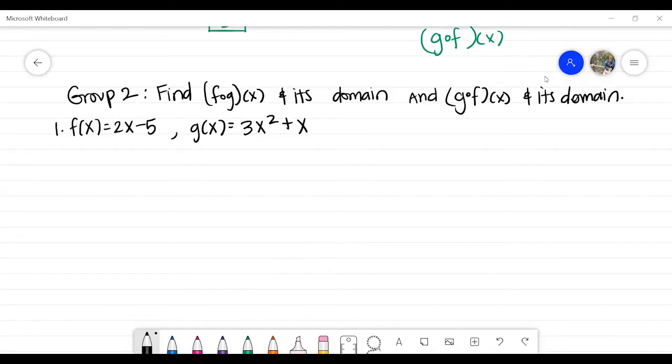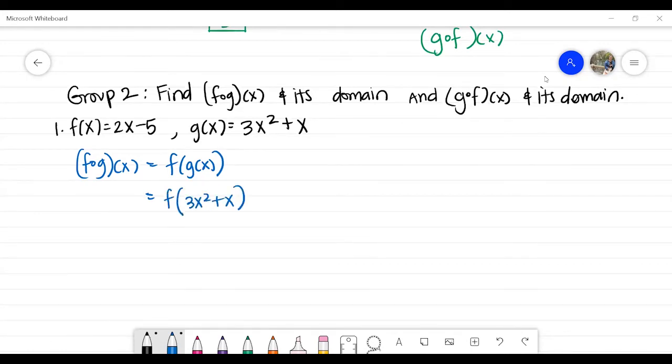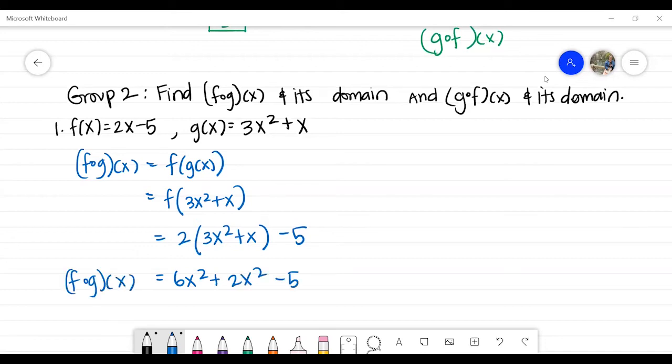Okay, so we also want to find both f of g and g of f of both of these functions and their domains. So first up, if we look at f of g of x, that's f where we plug g of x into it. So that's f of 3x squared plus x, which is 2, and we replace x, so 3x squared plus x minus 5, which gives us 6x squared plus 2x minus 5, and that's f of g of x.